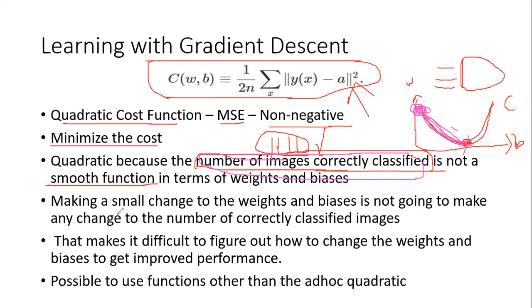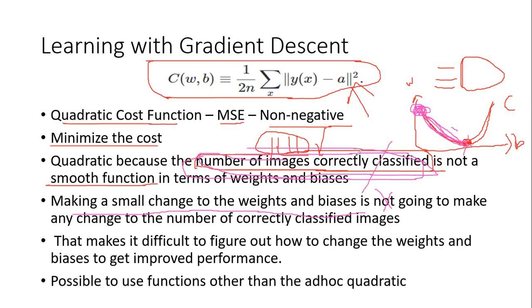Yes, sir. Look at what is written here: making a small change to the weights and biases is not going to make any change to the number of correctly classified instances. This is what I told you in the last class: if I change the weights and biases, that should affect the output of the neuron and the output layer. Changing the weights and biases should change the output. That makes it controllable. I want to learn the values of weights and biases which will make the cost as low as possible, so if I change them, the cost should be affected. But if I take this as the performance measure, it is not possible to affect the cost.